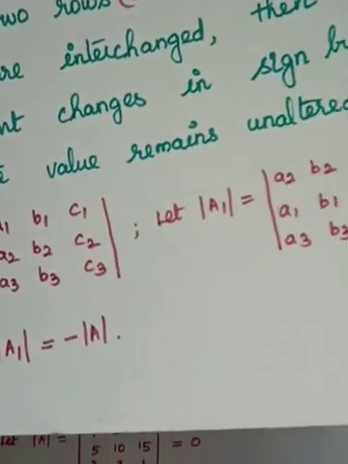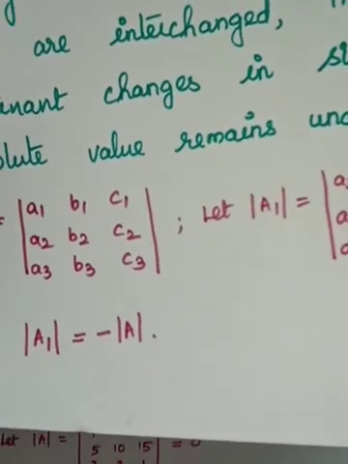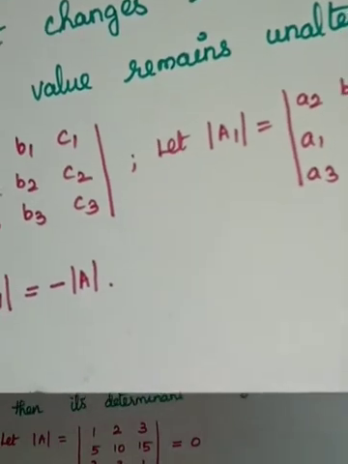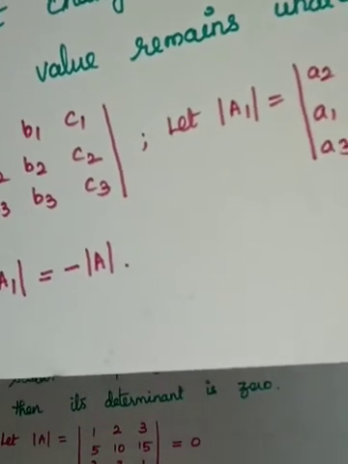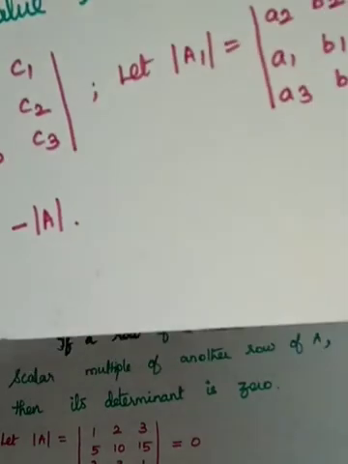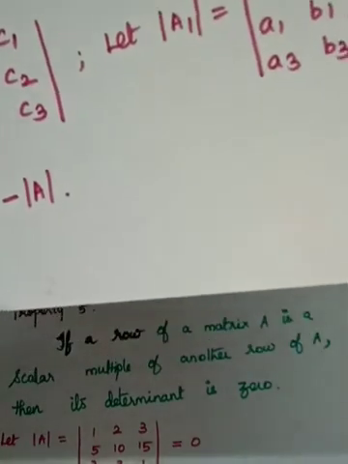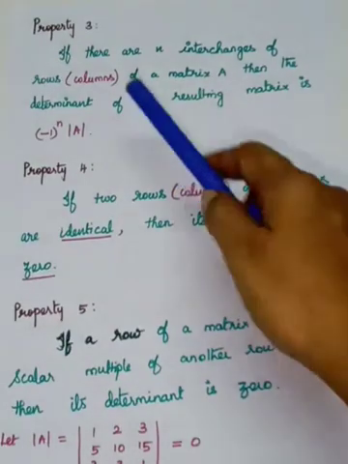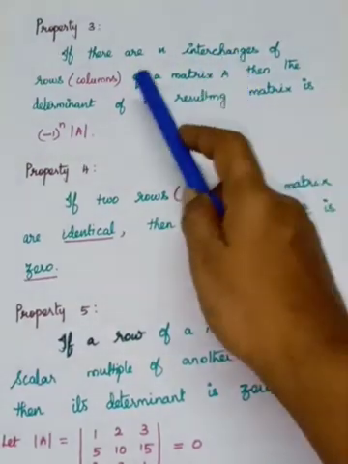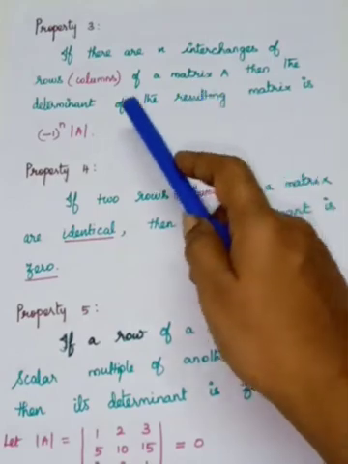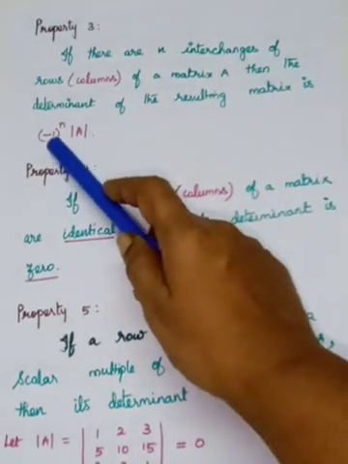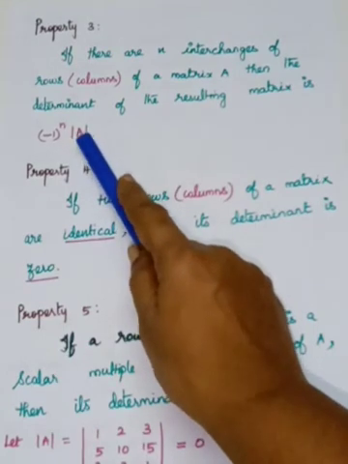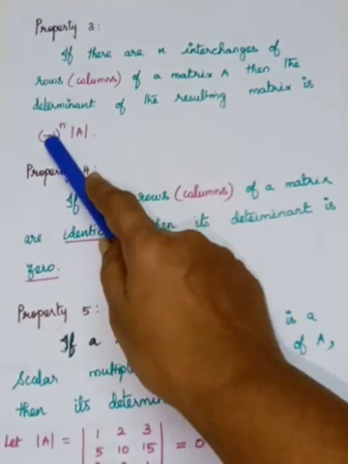If you do the third interchange of any two rows or any two columns, again for 3 times you will get 3 minus, so the answer is minus. If you do the fourth interchange of any two rows, you will get plus. So we can use this: if there are n interchanges of rows of a matrix, then the determinant of the resulting matrix is minus 1 the whole power n into determinant A. The value will not be changed, but there will be a change in the sign.